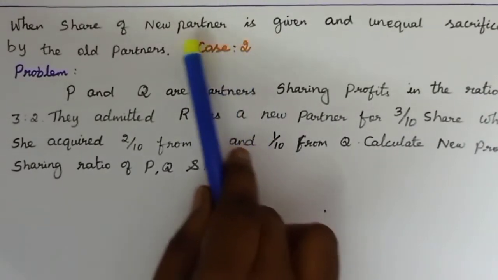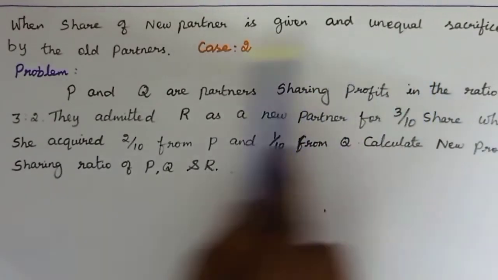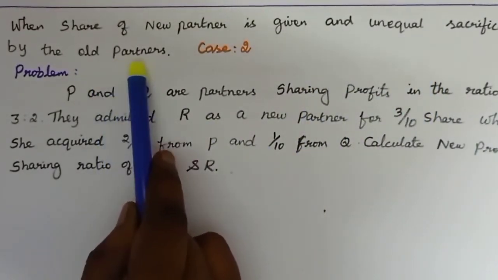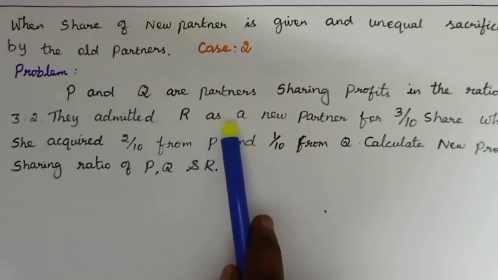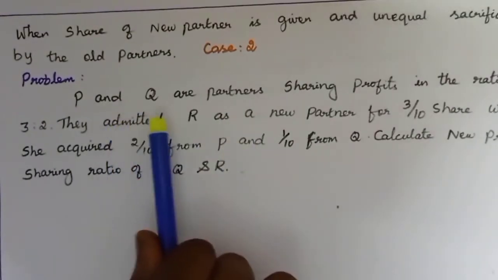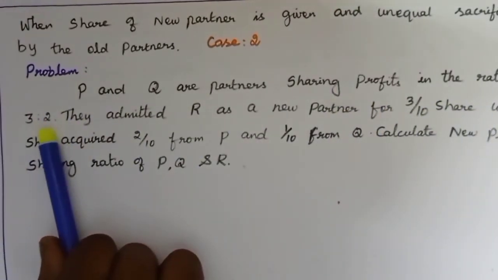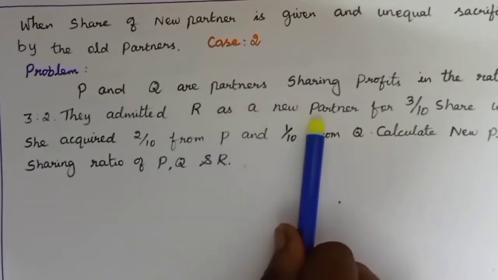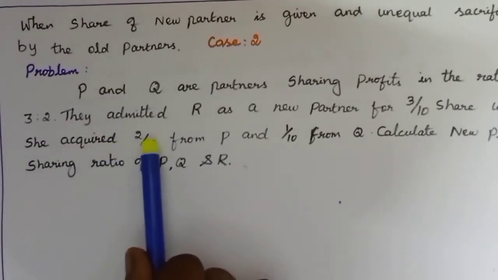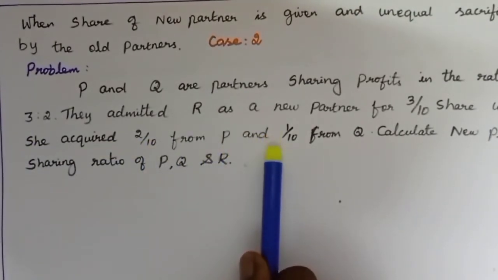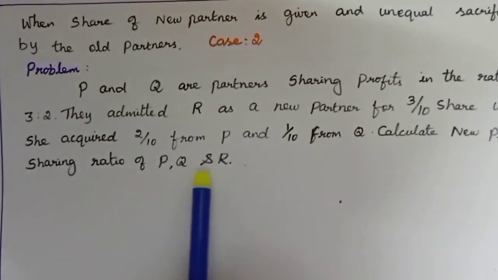In the second situation, new partner's share of profit is given and also sacrifice of the old partners. The sacrifice of the old partner is unequal. Okay. We will see how to find out new profit sharing ratio in this situation. P and Q are partners sharing profits in the ratio of 3:2. They admitted R as a new partner for 3 by 10 share, which she acquired 2 by 10 from P and 1 by 10 from Q. Calculate new profit sharing ratio of P, Q and R.